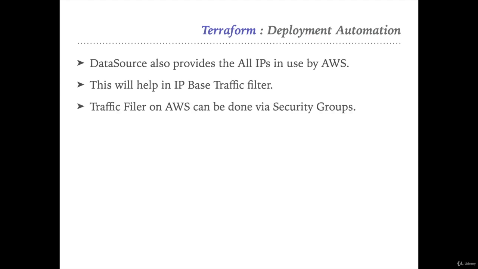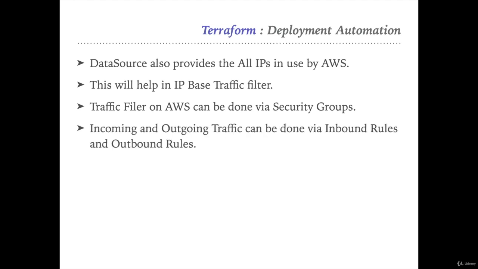Traffic filtering on AWS can be done by security groups. If we are going to define IP based filtering on the traffic in AWS, then we need to define the IP filters inside the security group. In the security group, we have two kinds of rules, one for the incoming traffic and another for the outgoing traffic. Incoming traffic means when someone is trying to access your AWS machine, and outgoing traffic means when your AWS machine is going to access some other machine. Incoming traffic is managed by the inbound rules in the security group, and outgoing traffic is managed by the outbound rules inside the security group.